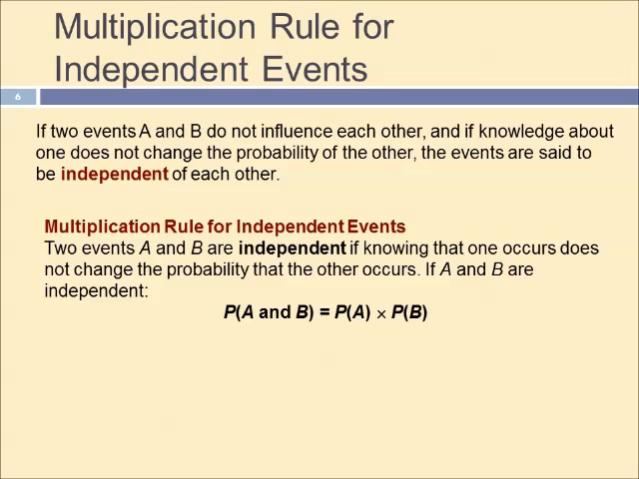If two events A and B do not influence each other, and if knowledge about one doesn't change the probability of the other, the events are said to be independent of each other. And the multiplication rule for independent events: the probability of A and B occurring equals the product of their probabilities. And that's only if A and B are independent. We'll talk about another case.